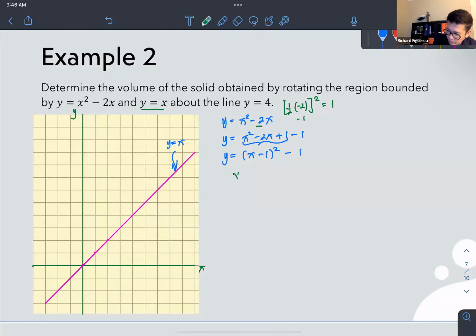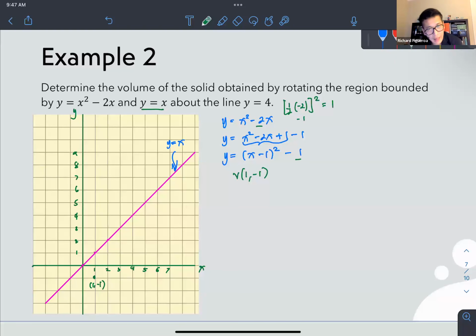So we can now draw our vertex. The vertex is at positive 1, because x minus 1 is equals to 0. That makes x equal to 1. And then y is equals to negative 1. So negative 1. Our vertex then will be here. By the way, this is 1, 2, 3, 4, 5, 6, 7. So it is 1 and negative 1. So this is the vertex of the parabola.